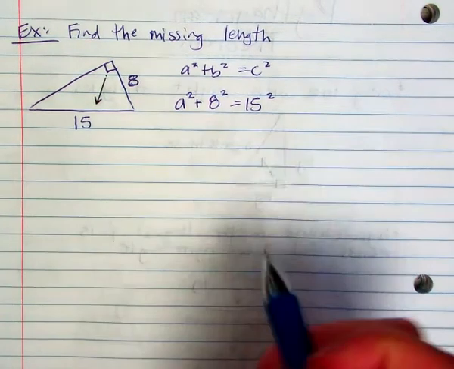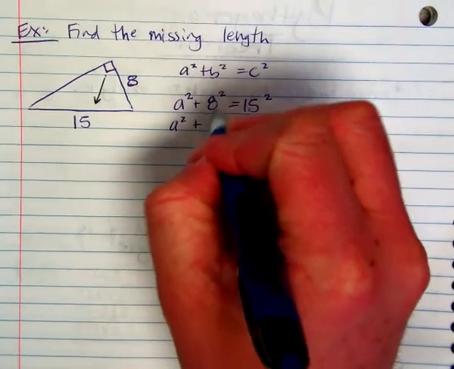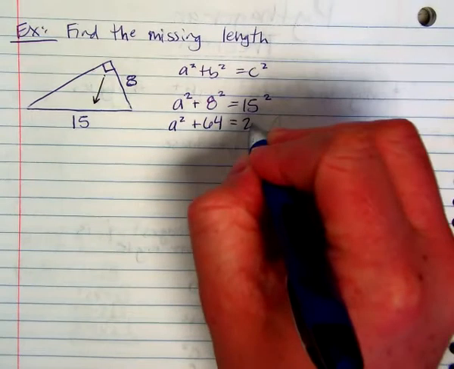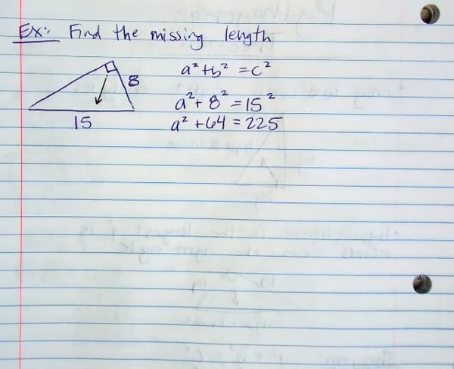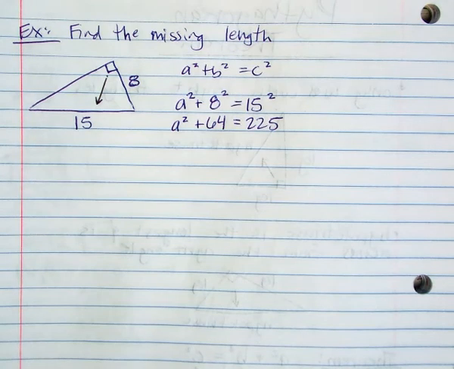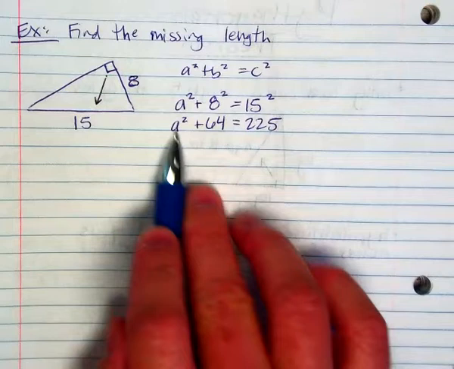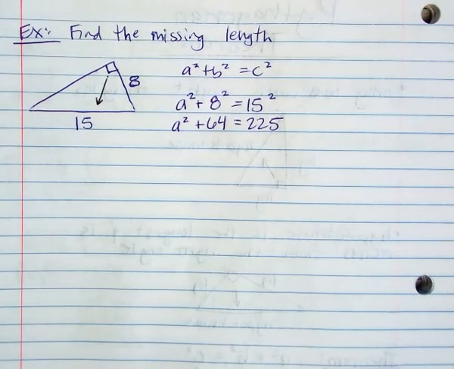So let's do these squared pieces, use the exponents. I still don't know what A is, but 8 squared is 64. 15 squared is 225. So here's our problem. This looks different. The 225 and the 64 are not together over here for me to add them up. This is really the same thing as what we've done with solving a one-step equation.